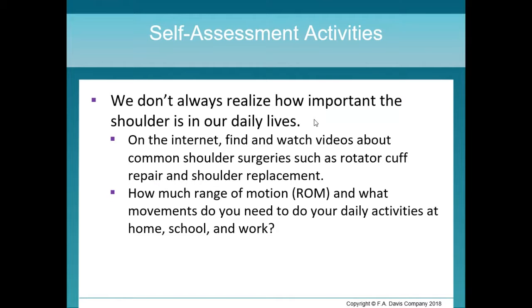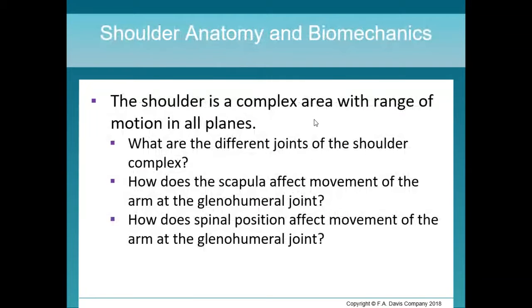So some self-assessment activities. You can watch some videos about common shoulder surgeries. Rotator cuff repair and shoulder replacement are two of the most common. So you do need to have a little bit of an idea about those. You also need to know the range of motion and what movements the shoulder performs in your everyday activities. People don't think of the shoulder as being so important, but it really is to everything that you do.